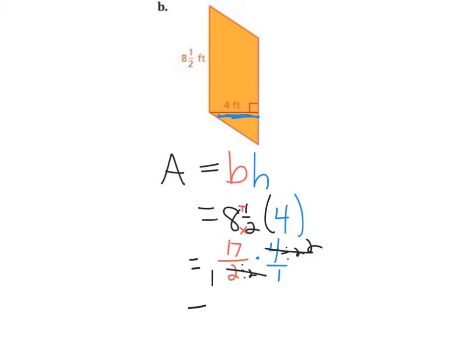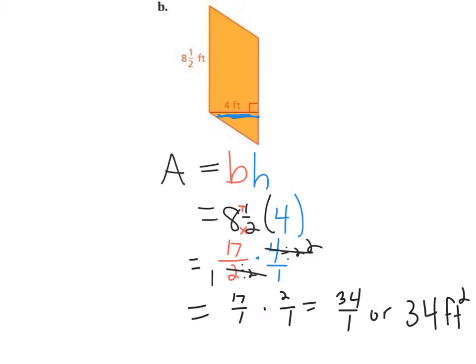So 17 over 1 times 2 over 1, and then you just multiply 17 times 2, which is 34 over 1, or that's the same thing as just 34. And then we check our label, which was feet, and we remember that all areas should be square feet or feet squared.